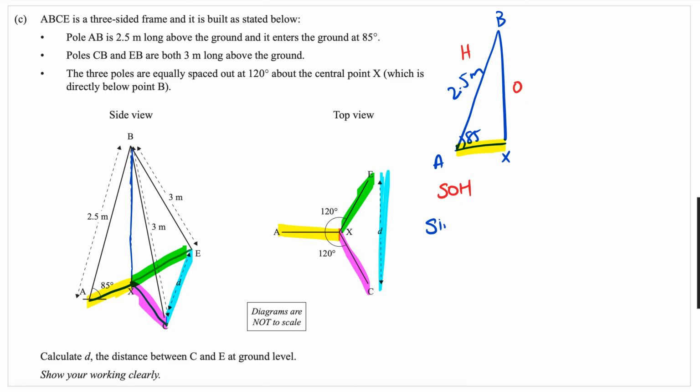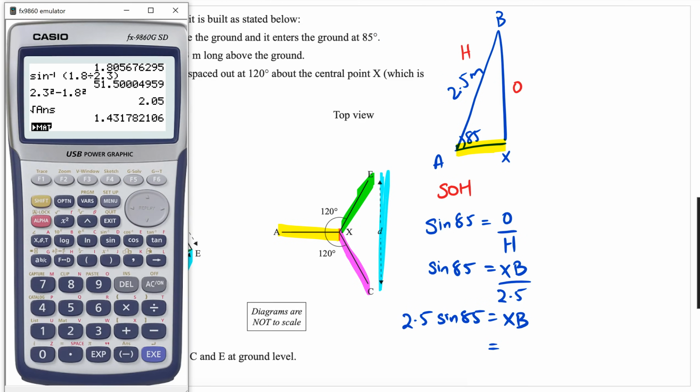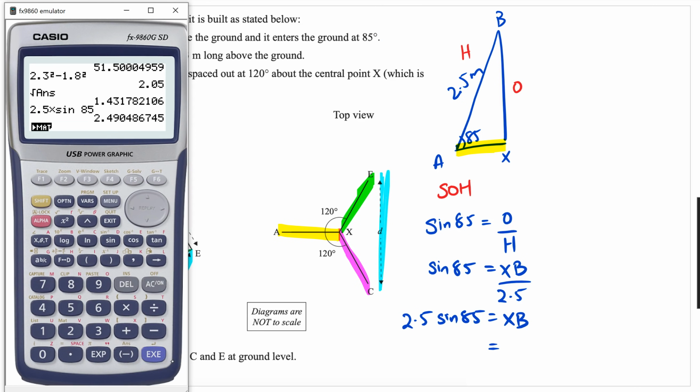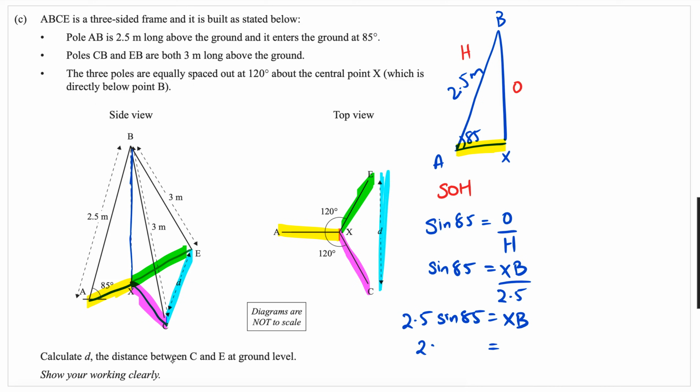So I'm using the sine rule for this. Sine of 85 degrees equals opposite over hypotenuse. Sine of 85 equals opposite, which is XB, over the height, which is 2.5 meters. So cross multiplying, I get 2.5 times sine of 85 equals XB. Working that out, 2.5 times sine of 85 equals 2.49 meters. So that's what XB is. This part right there is 2.49 meters.